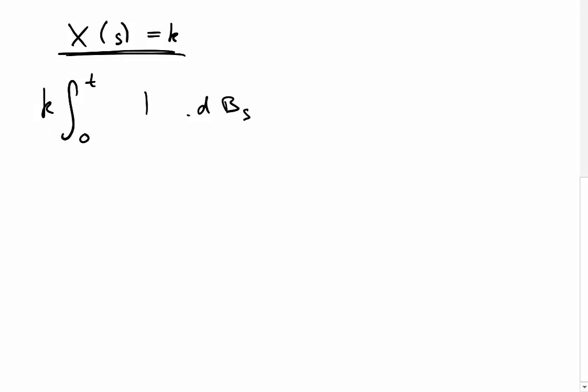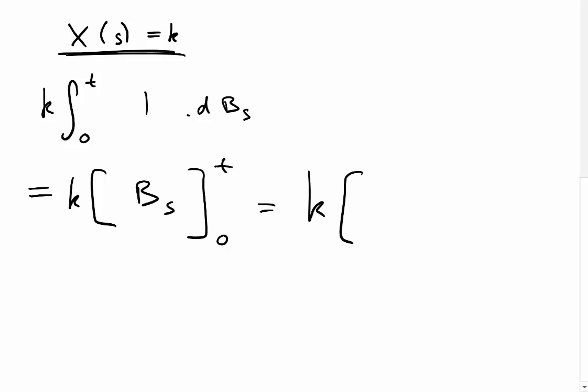So what's the integration of this? Well, it's going to be k times the integration of 1 with respect to B_s, so I'll just have B_s in here, because the integration of 1 with respect to B_s is just going to be B_s, and my interval is going from 0 to t. So this is going to become k lots of B_t minus B_0. So k lots of B_t minus B_0.